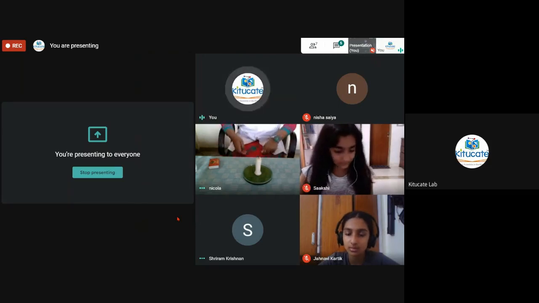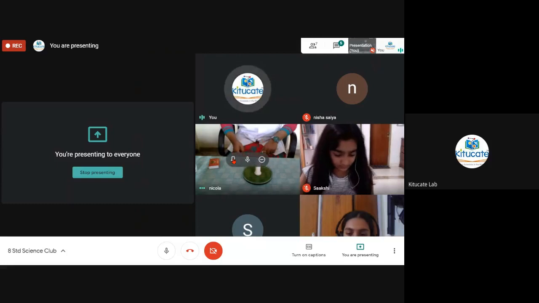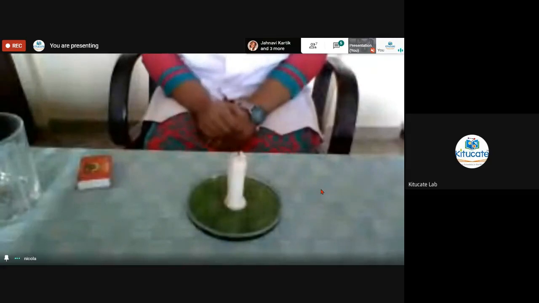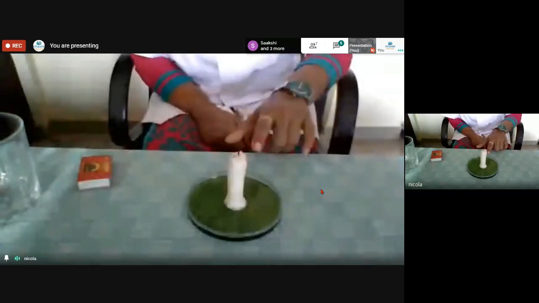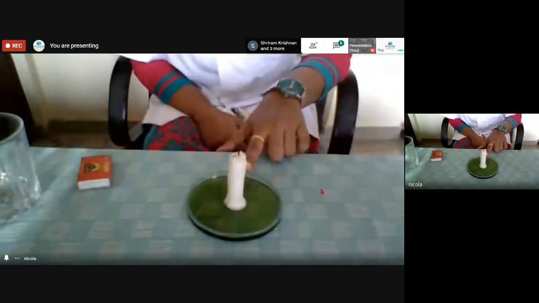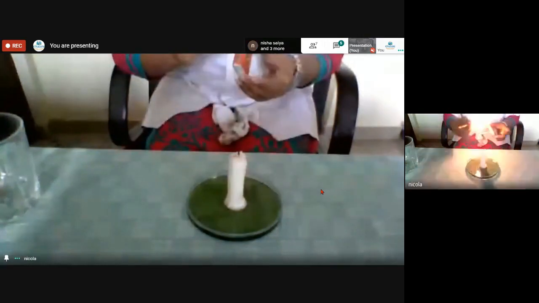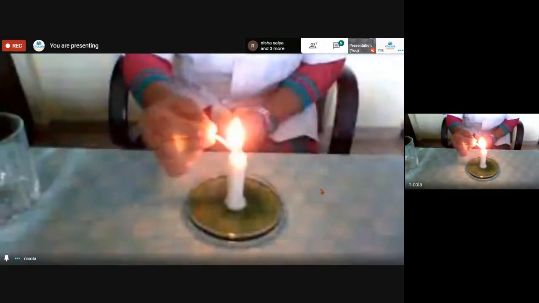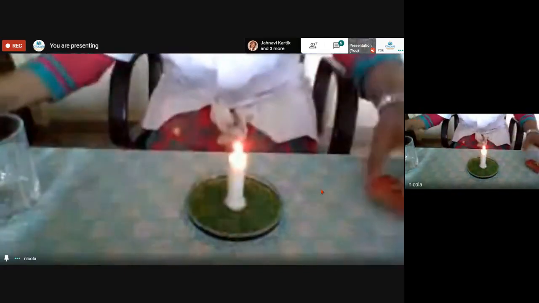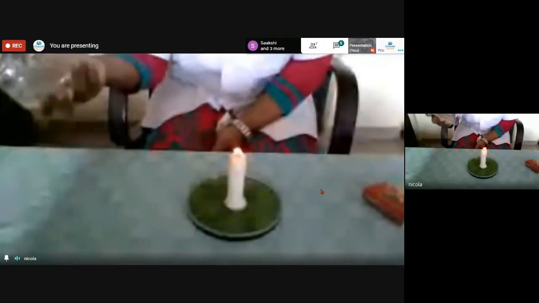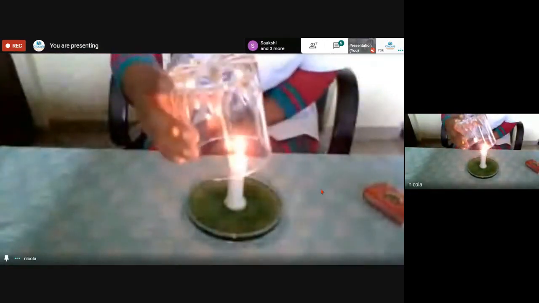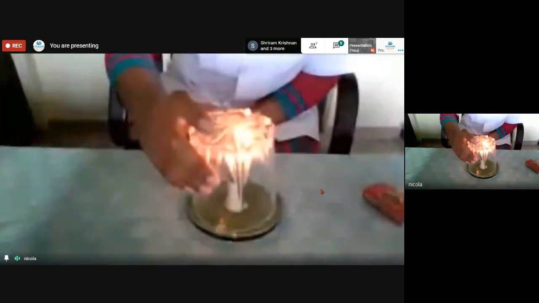All right, so we'll do the third experiment. Observe what Nikhila ma'am is doing, and then each one of you will carry it out separately, and we want to see it. Yeah. So you all can see colored water in this Petri dish, okay? Now I'll light the candle. Okay. So now what you all will have to do is put this glass over the candle, okay?